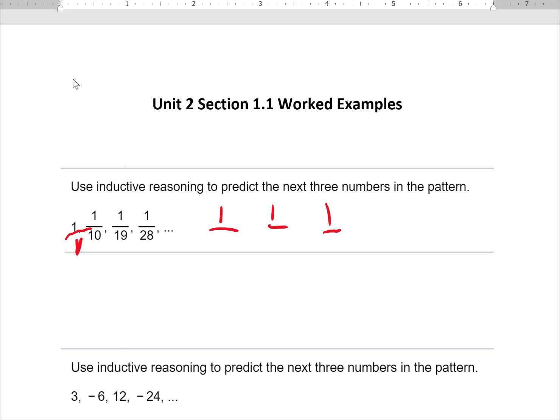How do we get from 1 to 10? We add 9. How do we get from 10 to 19? We add 9. How do we get from 19 to 28? We add 9. So the pattern of the denominator is adding 9. So 28 plus 9 is going to give me 37. And if I add 9 again, I get 46. And if I add 9 one more time, I get 55.